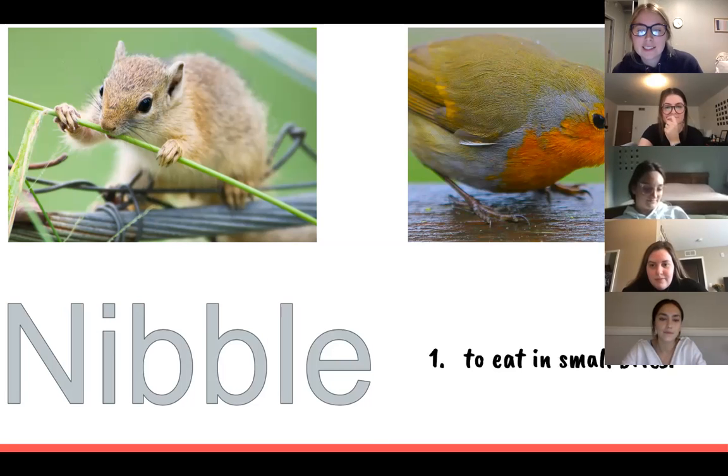So this is to eat in small bites. So has anyone ever seen an animal nibble before? What animal have you seen? And what were they nibbling on? My dog nibbles my arm sometimes. Yeah. Yesterday, when I was driving, there was a squirrel nibbling on bread in the middle of the road. Really? Oh, that's funny.